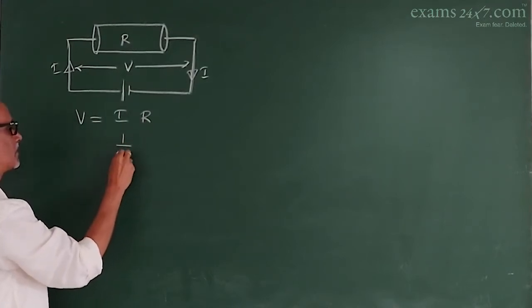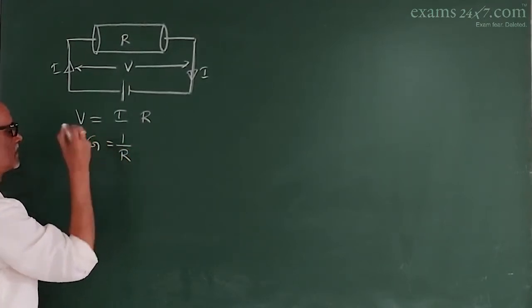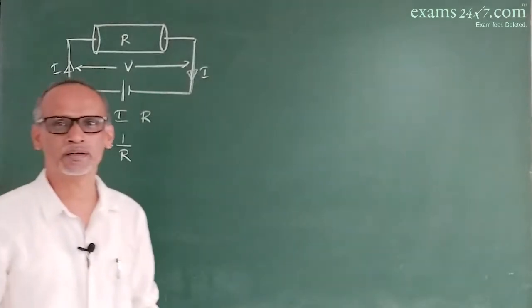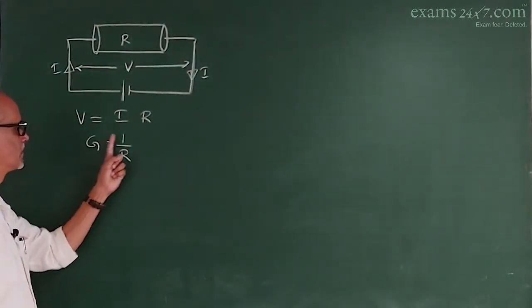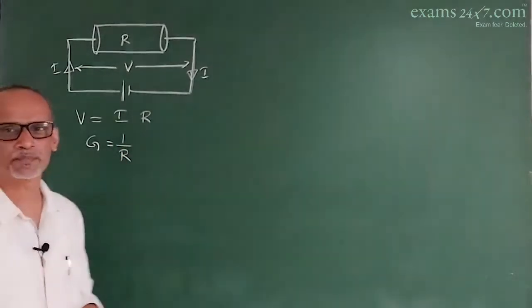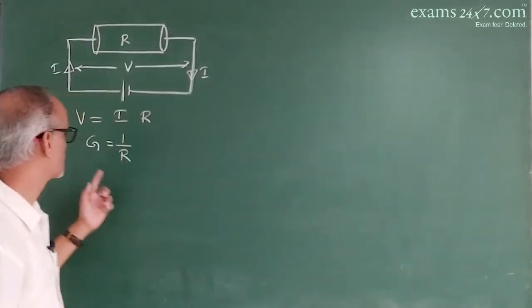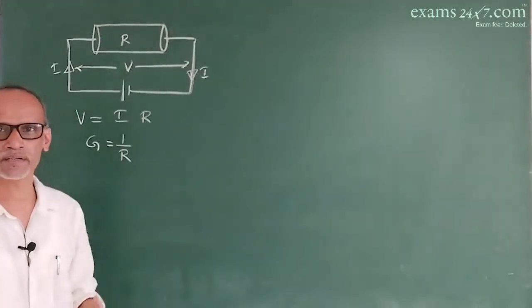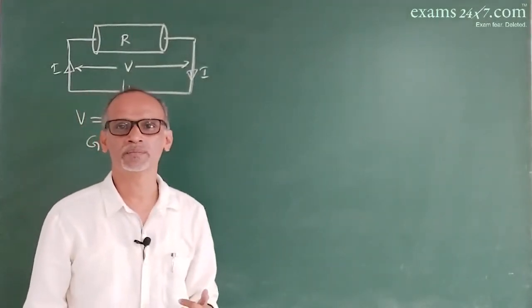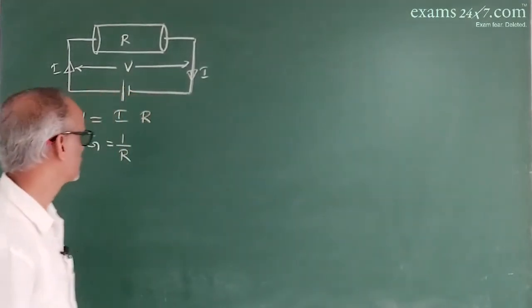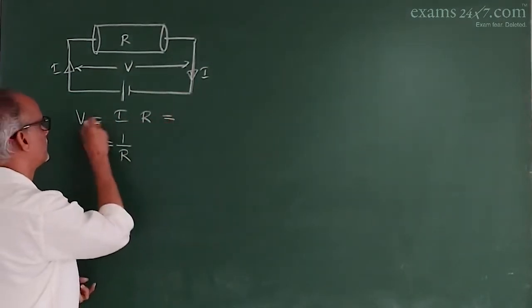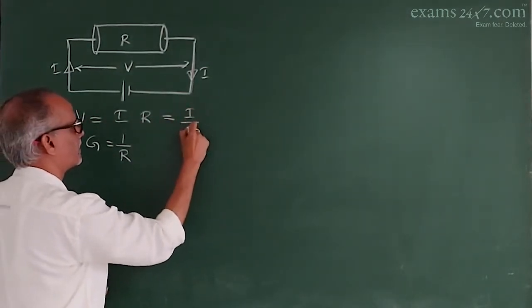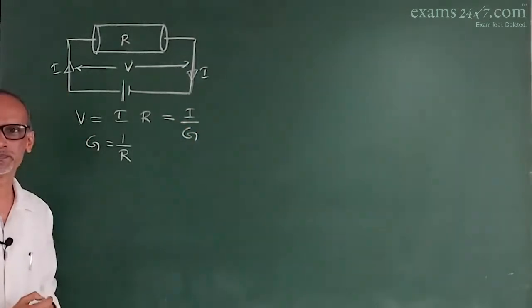Now the reciprocal of the resistance is given by another quantity called conductance. G is equal to 1 by R. Resistance is measured in ohm, whereas conductance is measured in an SI unit called Siemen, S-I-E-M-E-N. Now V is equal to IR, we can even write V is equal to I by G.